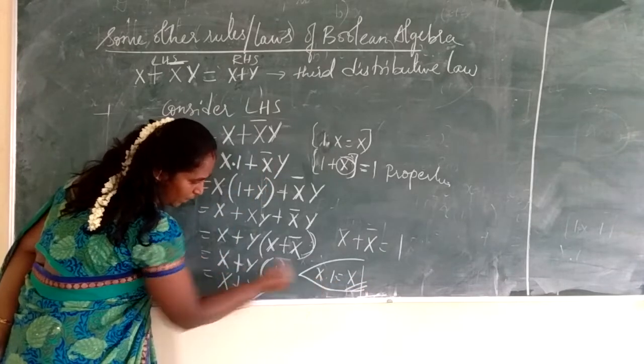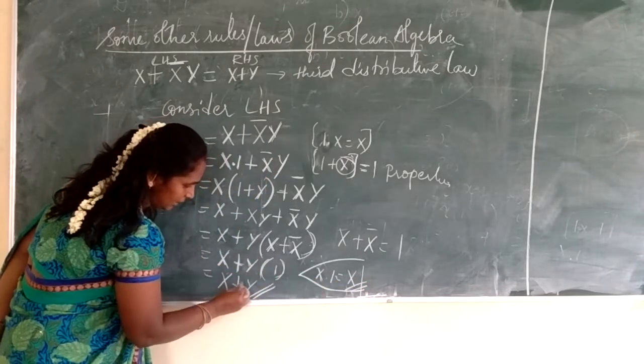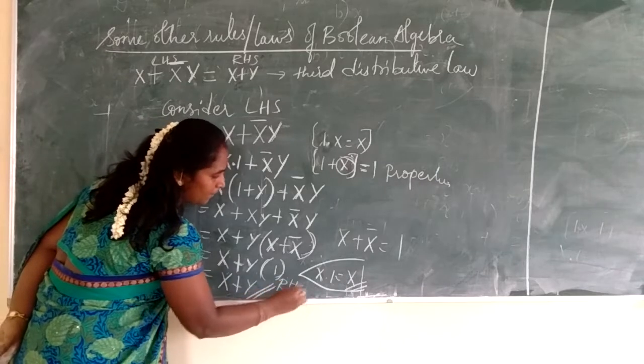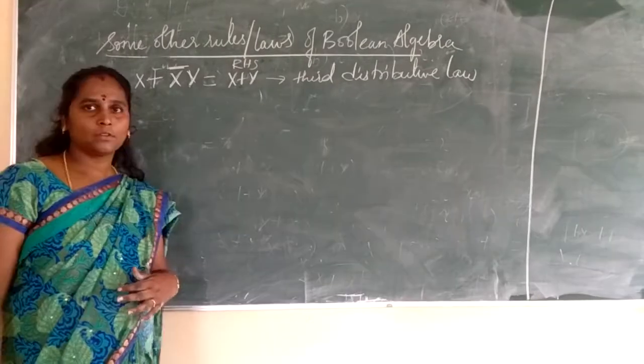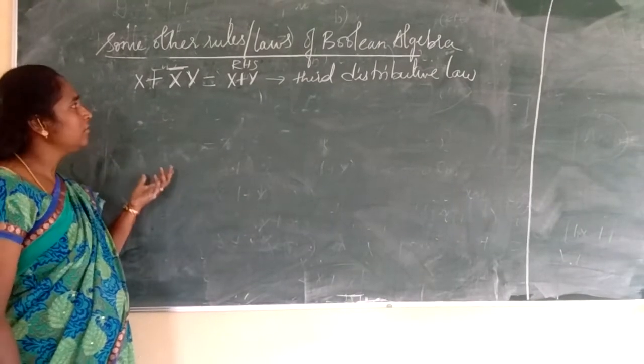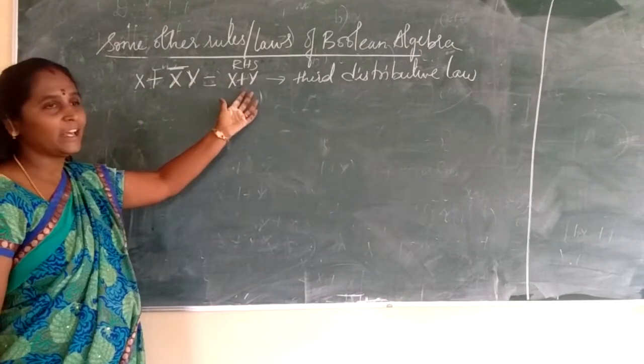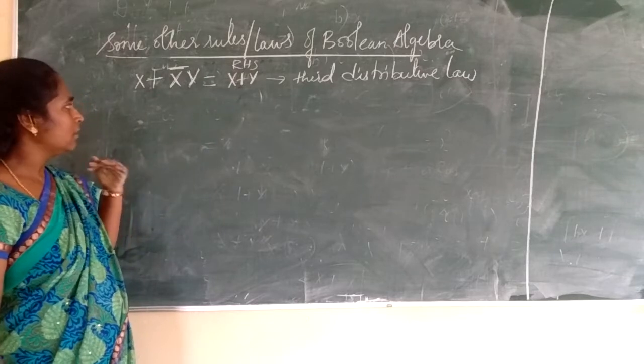Instead of y, x, it is y. So x plus y, your RHS, is the truth. Next we'll see the truth table for it. Theoretically we have to prove that LHS equals RHS. Now we'll prove it by truth table.